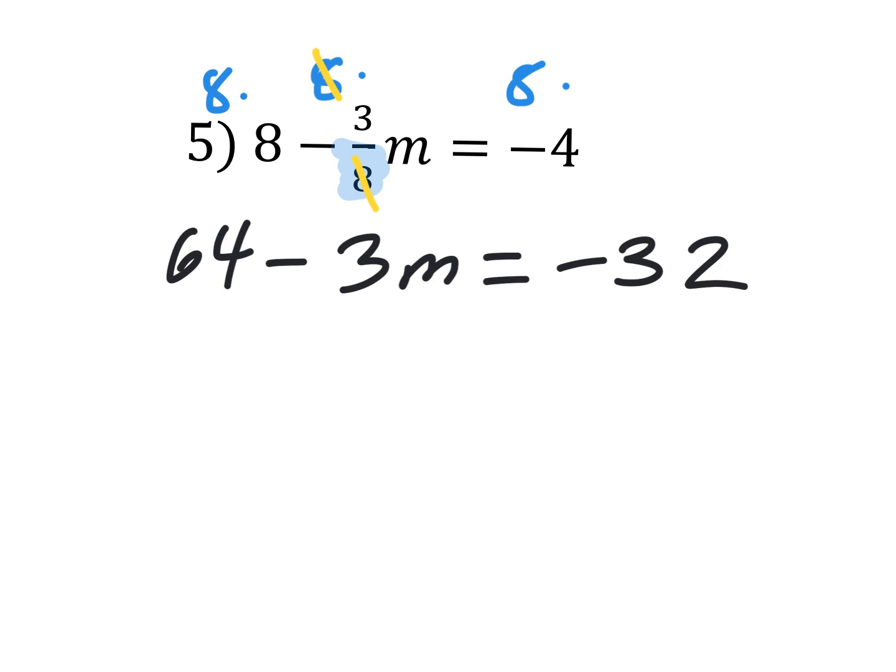And so you could do a few different things. You could go ahead and divide by 3 if you wanted to, but I wouldn't do that because 32 divided by 3 turns out to not be a whole number. So what I would do instead is get rid of the 64. And that is a positive 64.